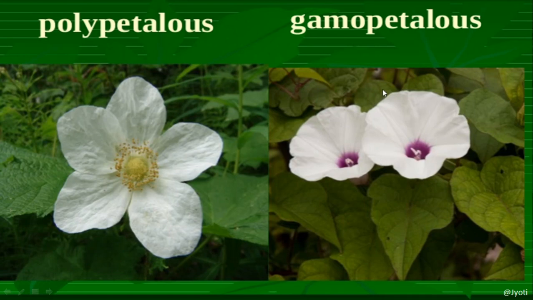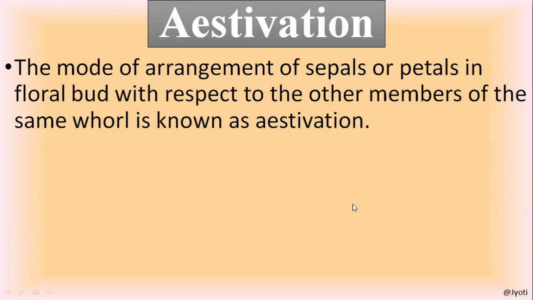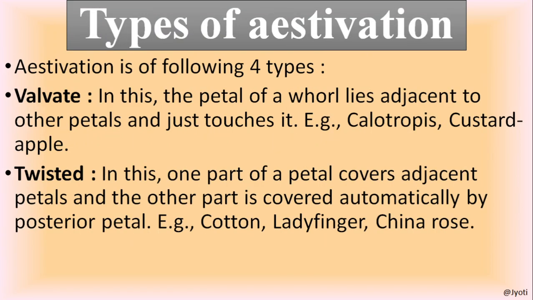But here you can see the petals are fused to form a bell-shaped structure. So this condition is called gamopetalous. Then aestivation: the arrangement of the sepals or petals in the floral bud with respect to the other members of the same whorl is known as aestivation. That means in a corolla, the arrangement of the petals is called aestivation. Here we'll discuss different types of aestivation. Aestivation is basically of four types.